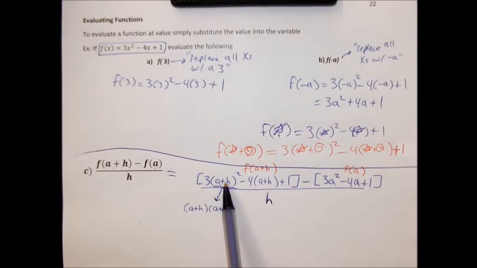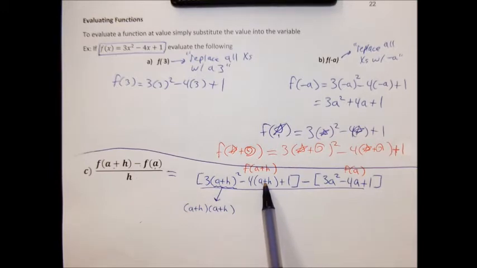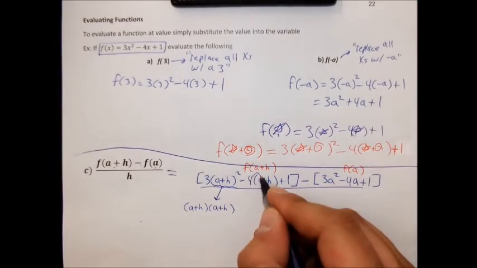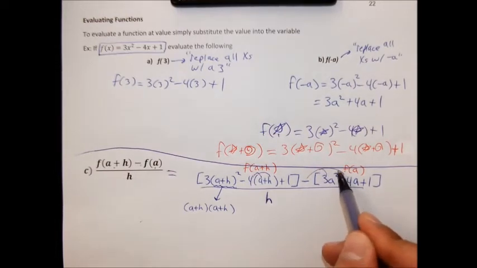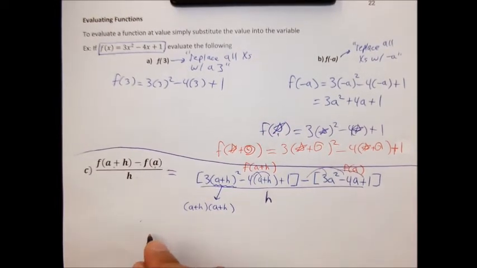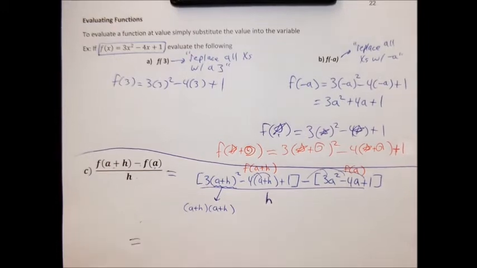I'm going to square out the a plus h, and I'm going to distribute this 4. So I'll send this 4 through the parentheses, and then I'm going to send the minus sign through those parentheses there. And at this point, we're just simplifying and seeing what we can simplify things down into.